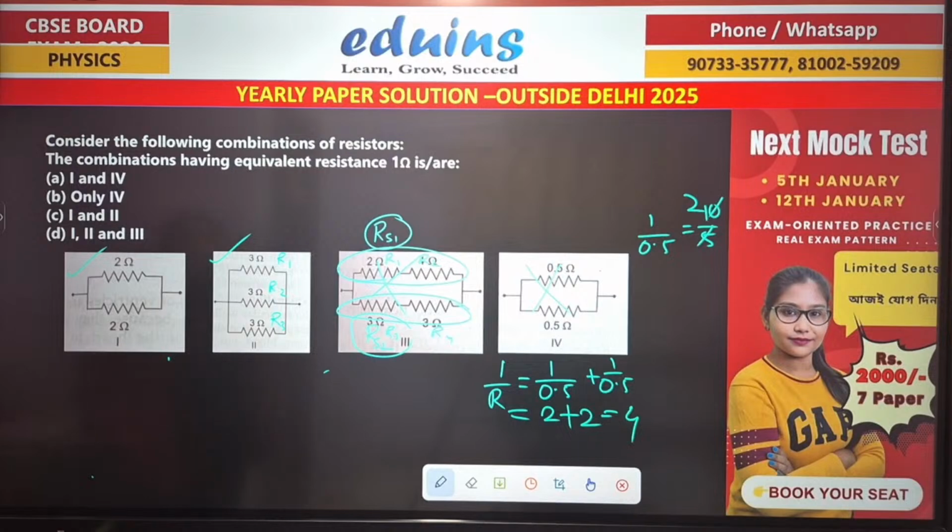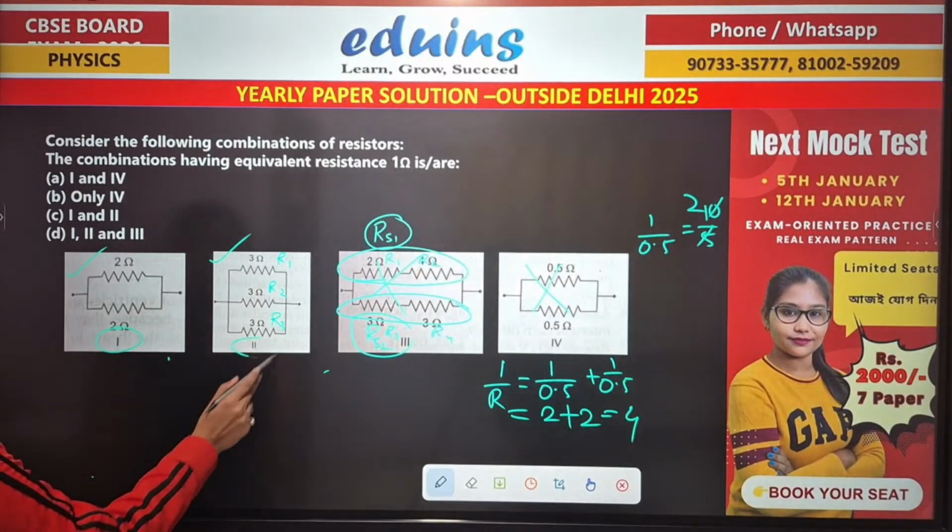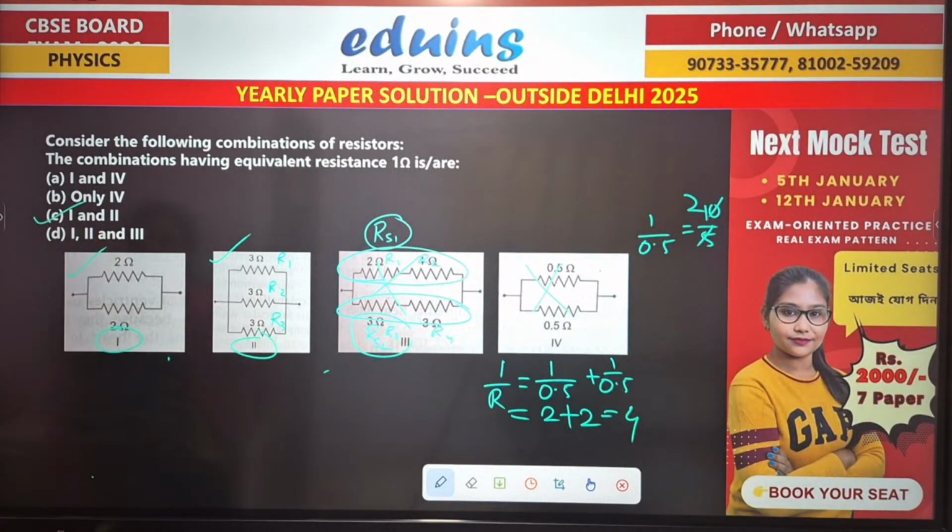Now the combinations having equivalent resistance are circuit 1 and circuit 2. So the option C is the correct answer because this contains 1 and 2 circuit. Okay, got it?